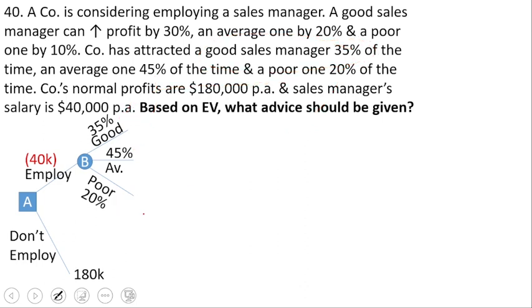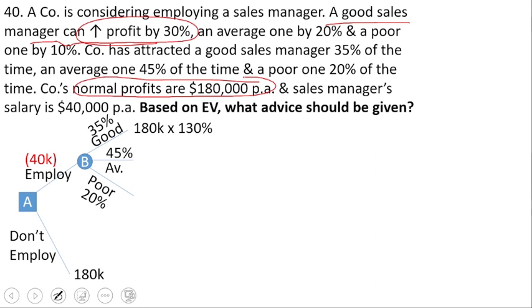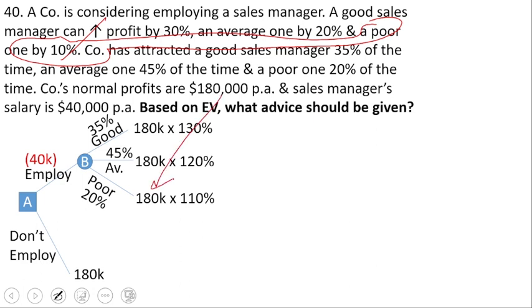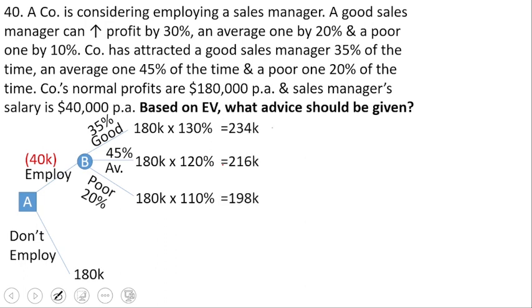And what is the difference in normal profits that will take place? A good sales manager can increase profit by 30%. So the normal profits, we know it is 180,000. So if it is increasing by 30%, then it is 180,000 into 130%. And for an average sales manager, the profit increases by 20%. So it is $180,000, which is a normal profit, multiplied by 120%. And for the poor sales manager, the profit increase is 10%. So it is 180,000, which is the normal profit, multiplied by 110%. So the profits work out to 234,000, 216,000 and 198,000.